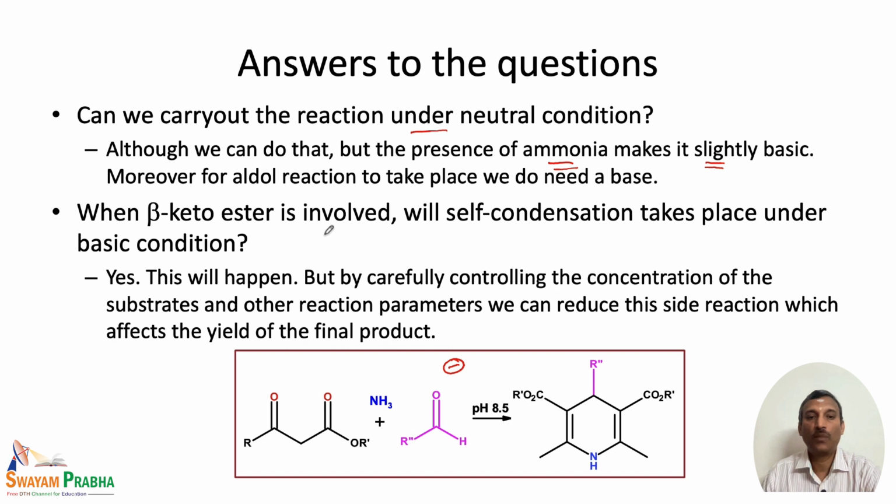So, the second question is, when the beta keto ester is involved, will self condensation take place under basic conditions? Yeah, this is a very valid question, and yes, this will happen. So, we have to carefully control the concentration of the substrate and the reaction parameters like temperature and the solvent. We can actually reduce this side reaction, which actually affects the final product. So, the self condensation has to be avoided very carefully. How we can do that is, we have to control the concentration of the substrate, concentration of the base, and which solvent we are running, and at what temperature we are running this reaction. So, all those things can be used to control the self condensation of this particular beta keto ester.